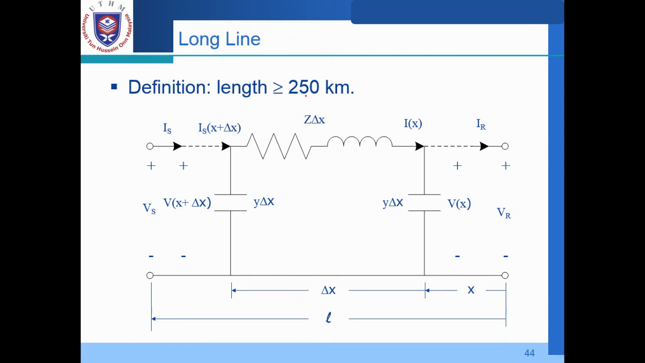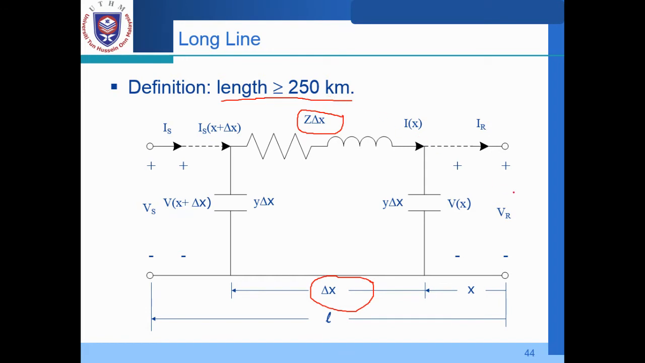This is actually taken from the circuit of the medium line, but somehow we have the delta x here, as well as the delta x multiplied by the series impedance, showing that the length or the distance of the transmission line has been extended into a long line transmission, which is longer than 250 kilometers.